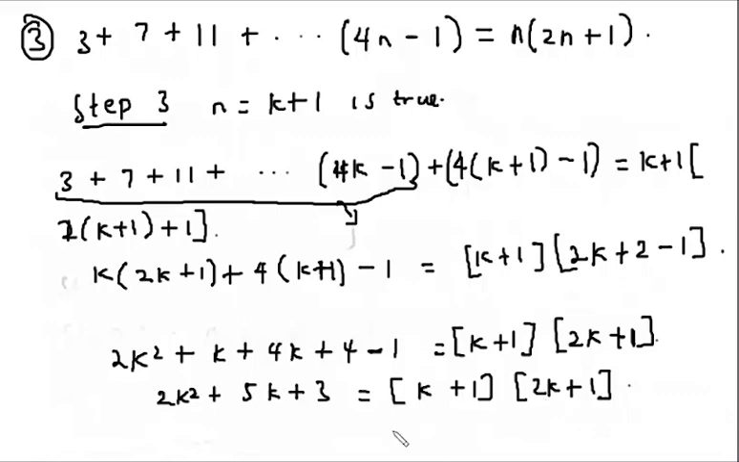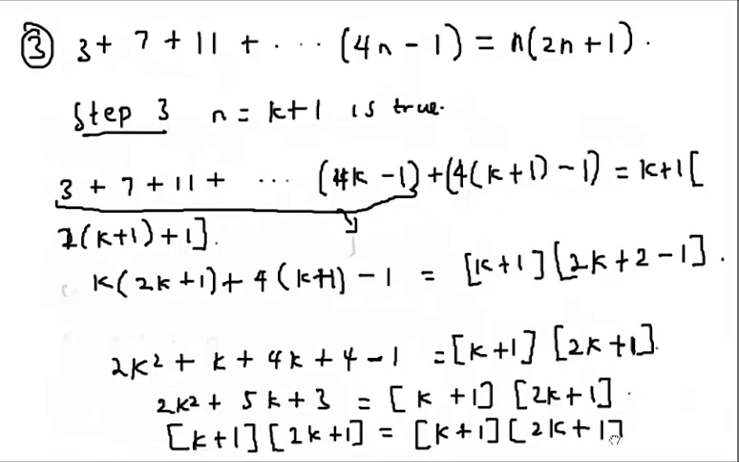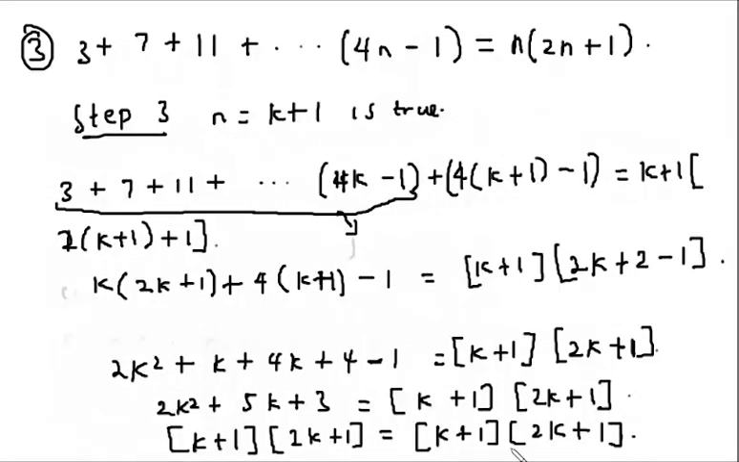So from here, if you were to factorize this bracket, you get open bracket k plus 1, 2k plus 1. And then this is equal to k plus 1, 2k plus 1. So that's the proof for this statement is equal to this statement. So the proof is simply true.